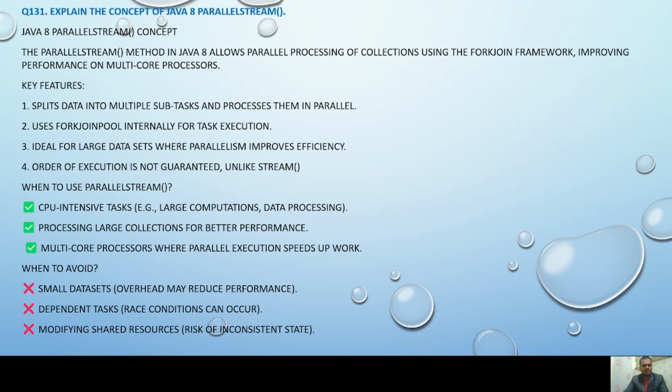When to use parallel stream? CPU-intensive tasks, that is large computations, data processing. Processing large collections for better performance. Multi-core processors where parallel execution speeds up work. When to avoid? Small datasets, where overhead may reduce performance. Dependent tasks, where race conditions can occur. Modifying shared resources, with risk of inconsistent state.